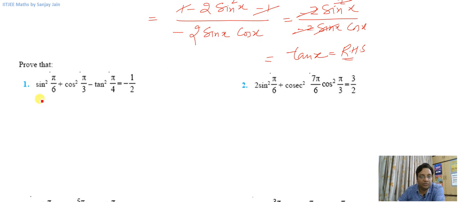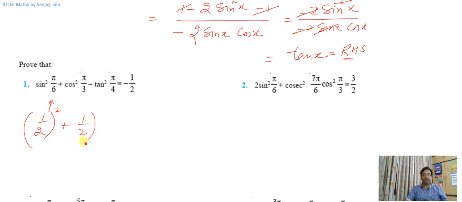If you see in these questions, you just have to place the values of these angles, right? This is sine square of pi by 6, so it is 1 upon 2 squared. If you know value of sine pi by 6, then you can do it very easily. Now cos pi by 3 is also 1 by 2, so you'll have to write 1 by 2 squared. So I'm writing this left hand side here, minus tan square pi by 4, so it is 1 squared, which is 1 itself. So this is my left hand side, so it is equal to 1 by 4 plus 1 by 4 minus 1. 1 by 4 plus 1 by 4 is 1 by 2. 1 by 2 minus 1 is minus 1 by 2, which is right hand side.